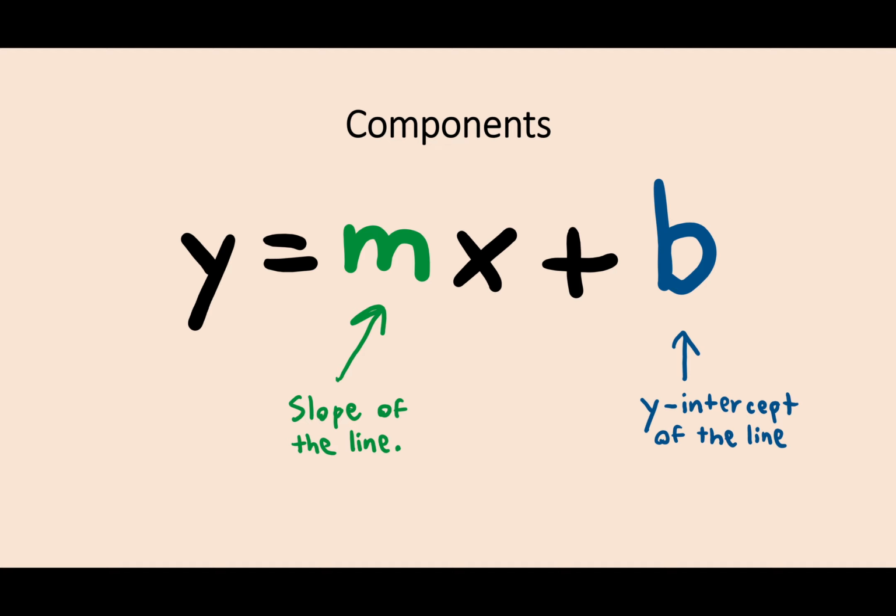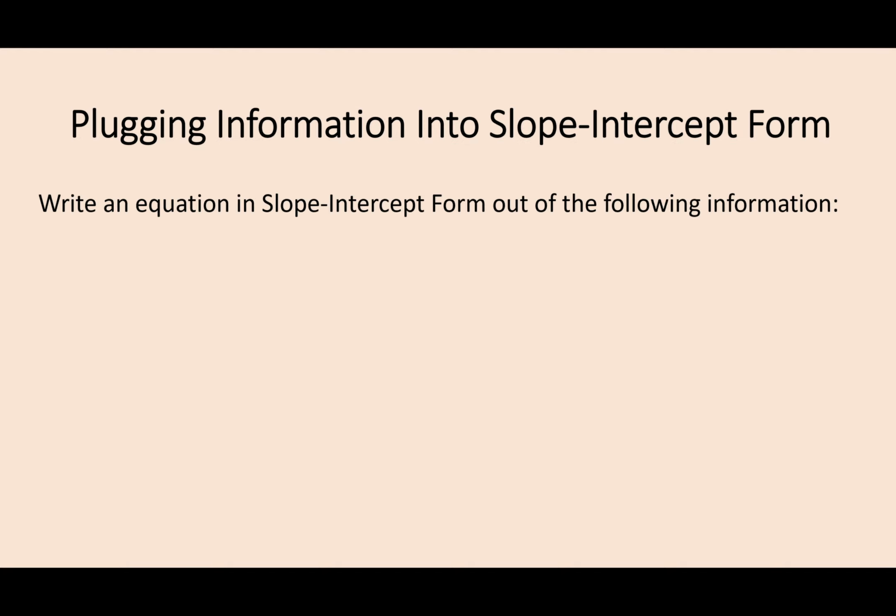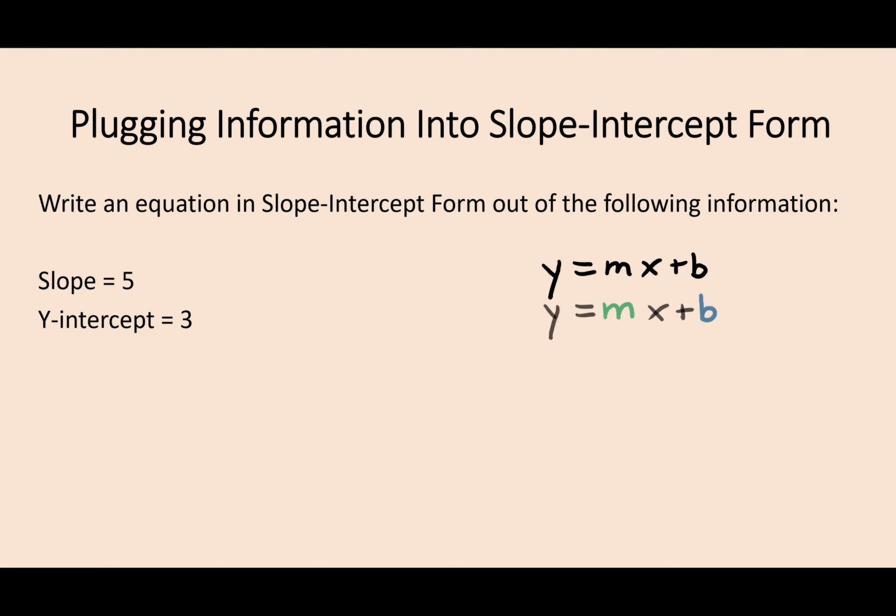Let's go ahead and find out how we would use this. So let's say we want to plug information into the slope-intercept form. Let's assume we have the following information. We have a slope of 5 and a y-intercept of 3. Now, we take the equation y = mx + b and we color code it, just like we did before. I know that my slope is going to be 5, so my m will turn to 5, and my y-intercept was a 3. So I replaced the m with 5 and the b with 3. And that's it. That's the equation for this line.